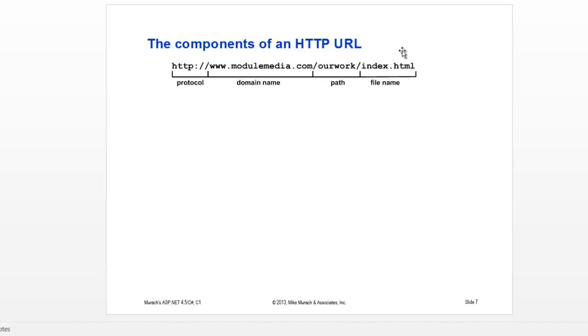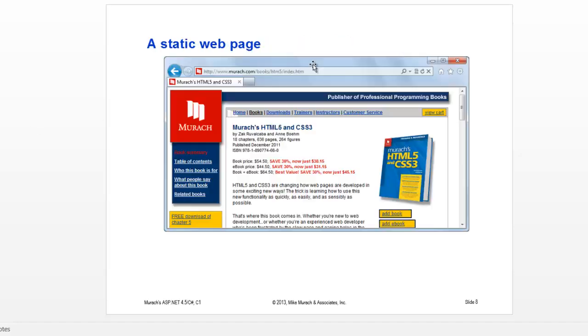Since this file is HTML, we know that it's a static HTML file. It could also be .htm as well. Static files do not change unless the developer changes them. So this is a static page on Muroc's website. You'll notice that it just has information about a book and some download information, save 30% off. These are all static. You'll notice it's .htm though if you look at the URL.